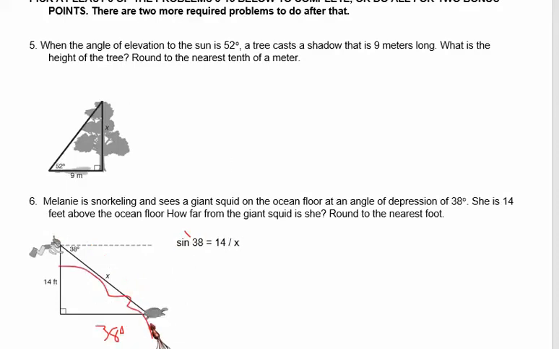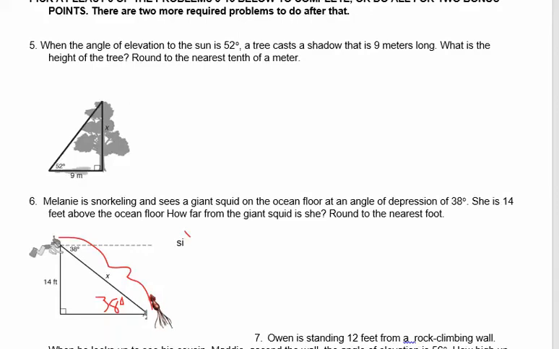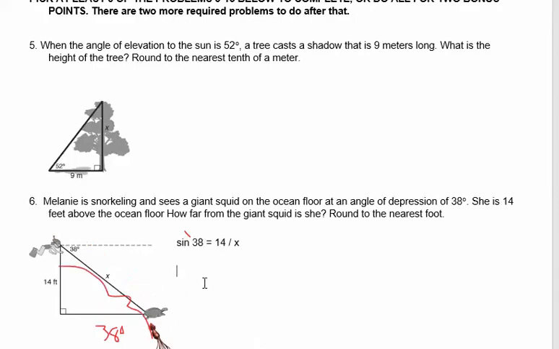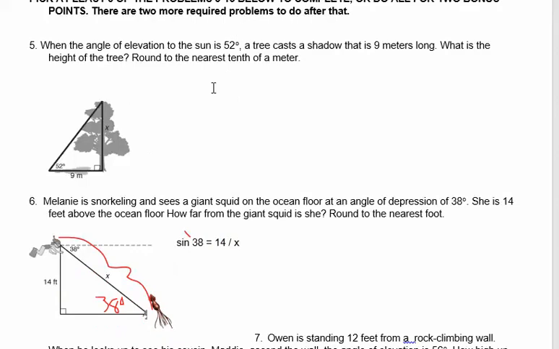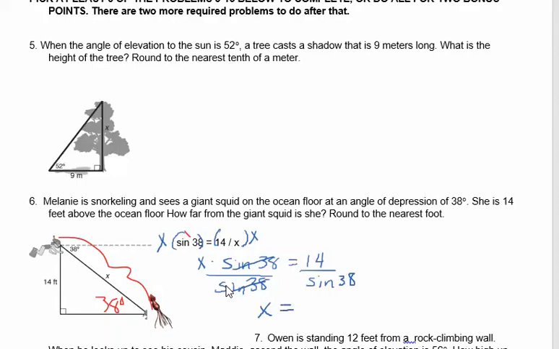And then we have to solve this. So to solve this, we are going to multiply both sides by x to start with, because right now x is in the denominator and I can't solve for it if it's in the denominator. So I'm going to multiply both sides by x. So now I have x times the sine of 38 is equal to 14. And then I need to solve for x, so I don't want to be multiplying by the sine of 38, so I'm going to do the opposite, which is to divide by the sine of 38. And then the sine of 38 cancels on the left side, and I'm left with my answer of x equals.